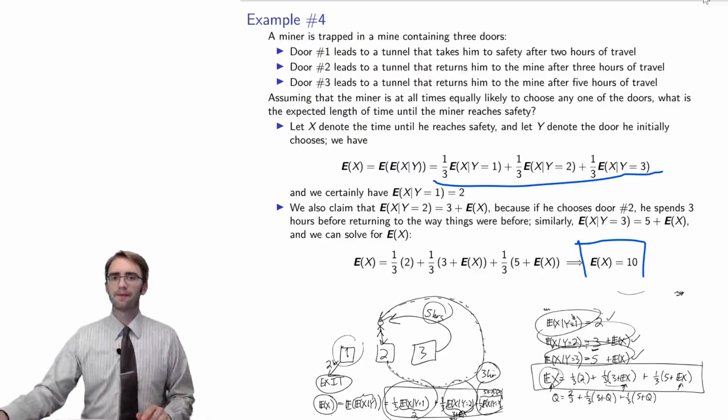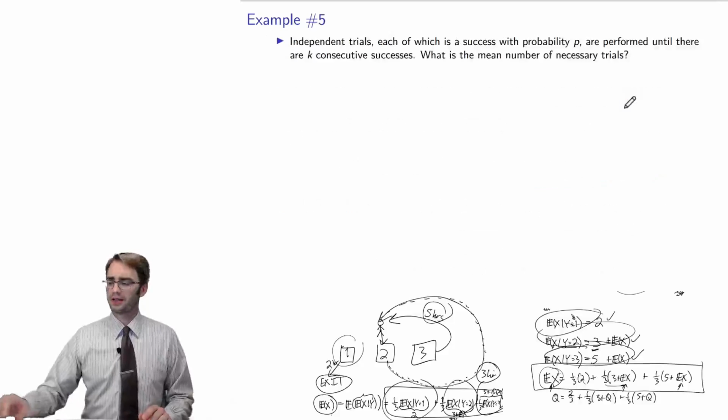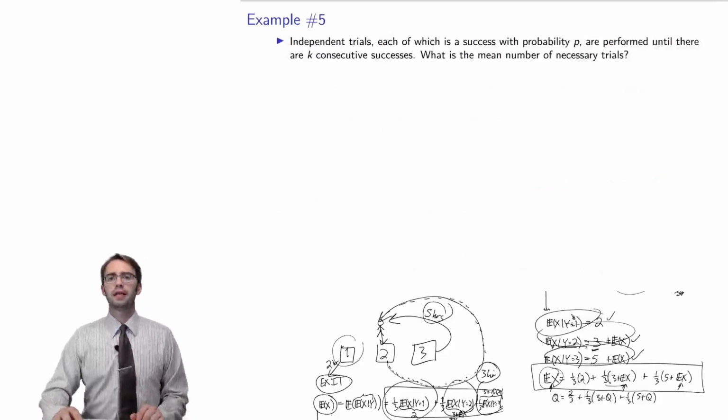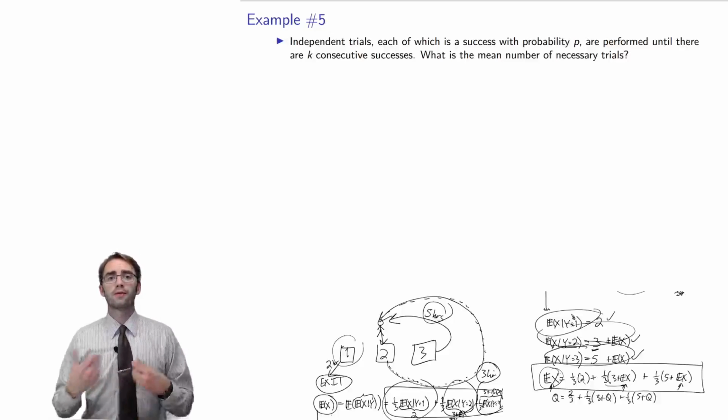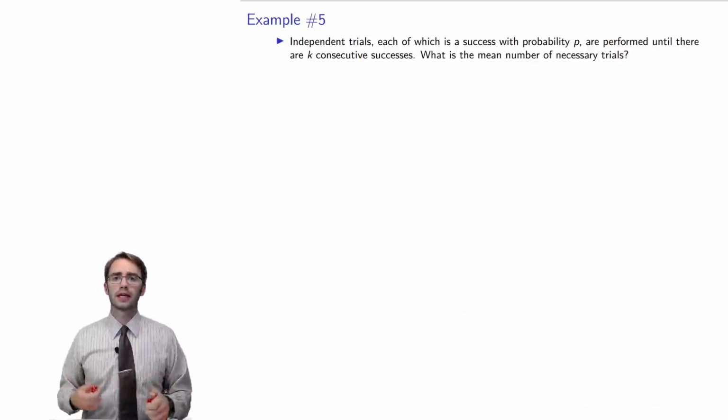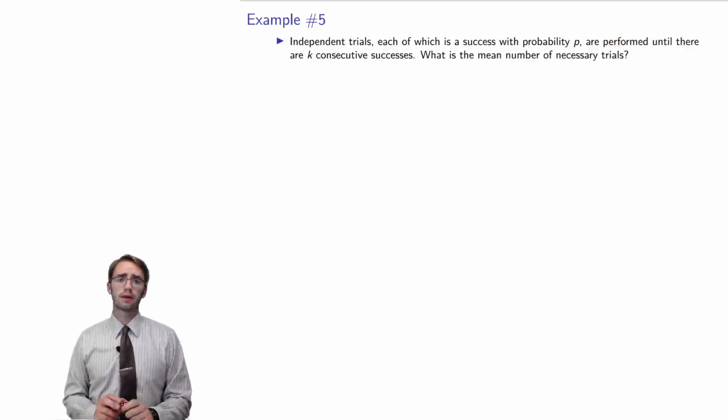Let's do another example. This is one that involves consecutive trials of an experiment, and it looks like this. In this example, you're conducting a bunch of independent trials, each of which has a success probability p, and you're performing these trials over and over again until you see k consecutive successes in a row. We want to know the mean number of necessary trials. What do I mean by this?